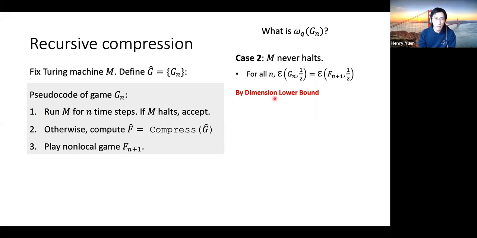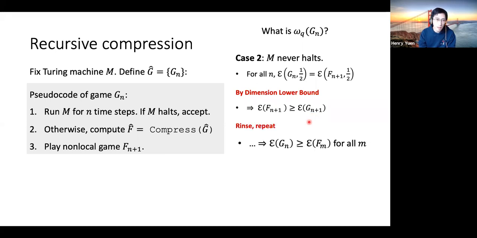And now we invoke the dimension lower bound that we know on f sub n plus 1. One of the lower bounds is that whatever you need to play f sub n plus 1 is at least as much as what's required by G sub n plus 1. And you can just repeat this argument, so that you see that for any fixed n, the entanglement required to play G sub n to win with probability at least a half, I'm dropping the halves just for clarity, is greater than E of f sub m for any integer m.